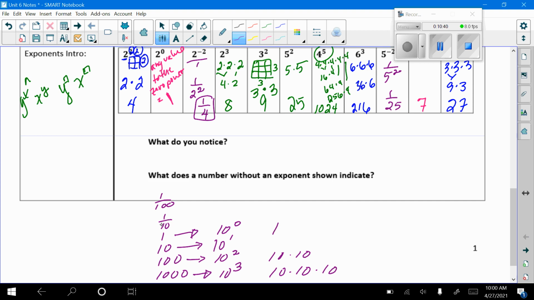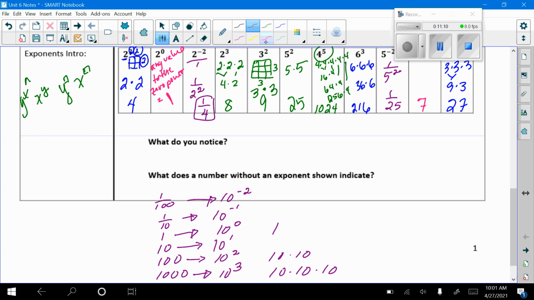Now 1/10 is actually 10 to the negative 1 power. So it's 1 over 10 to the first power, which is 1 over 10. So 1/100th is actually going to be 10 to the negative 2 power, because it's 10 to the second, which is 100, but it's 1 over 100, so it's negative 2 power. We'll get more into that a little bit later on.